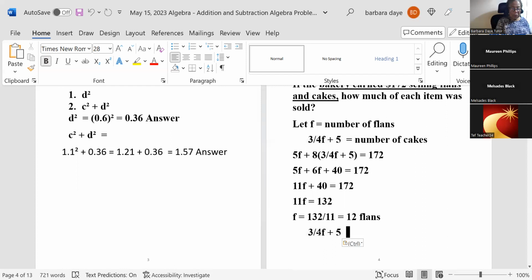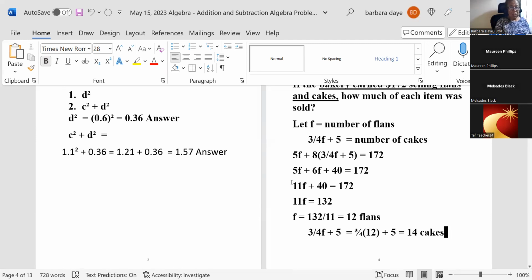3 times 12 is what? 36 over 4 is 9. 3/4 multiplied by 12 plus 5. What is that equal to, Maureen? Is that 14? 3/4 of 12. Isn't that 9? Uh-huh. And 9 plus 5 is 14. So 14 cakes.